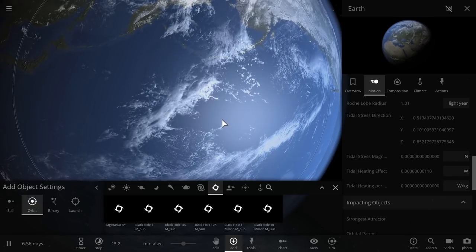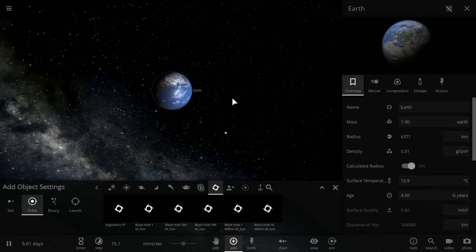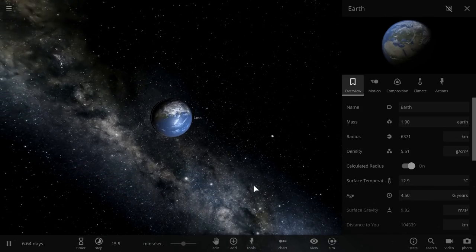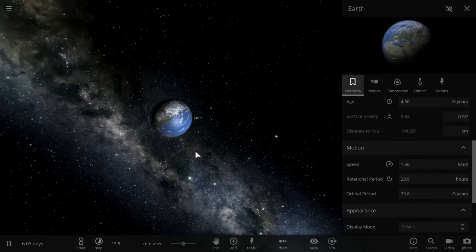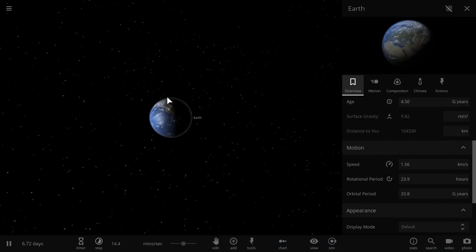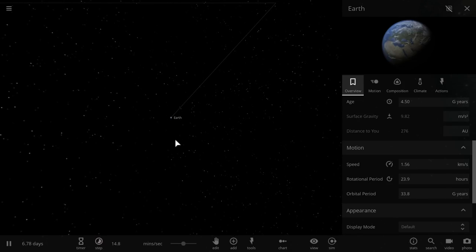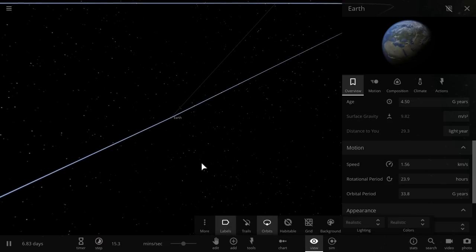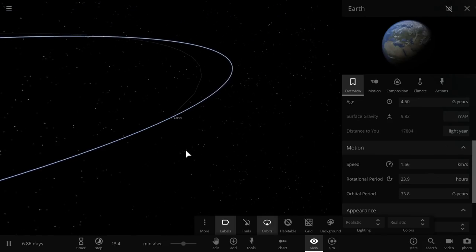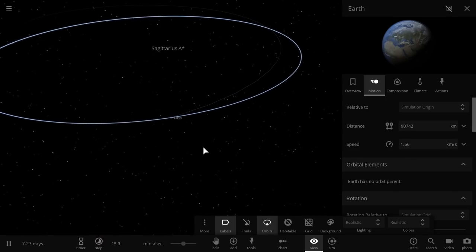Now, we're going to actually place Earth in orbit around the black hole, just so it's a little bit more realistic. And as soon as we do that, you'll see that the speed of Earth right now is about 1.56 kilometers per second, because it's actually moving around the supermassive black hole in a relatively circular orbit. And you can even see this orbit if I zoom out a little bit. It's a really, really large orbit that takes, okay, it's not even shown here, but it's probably about a billion years, possibly even more than that.